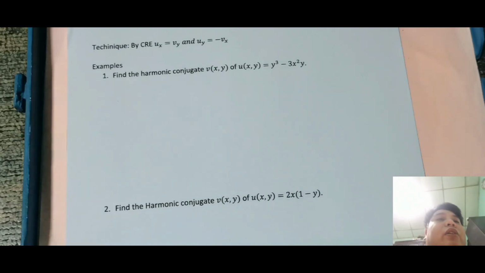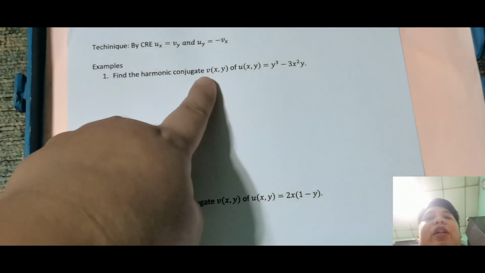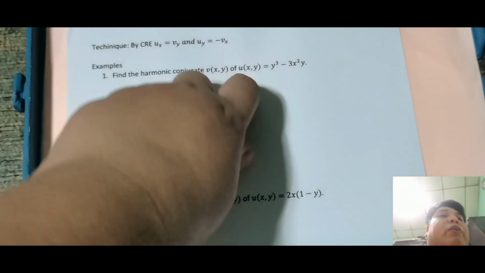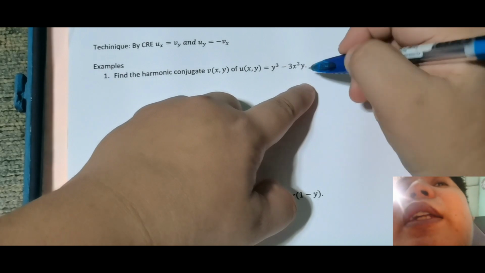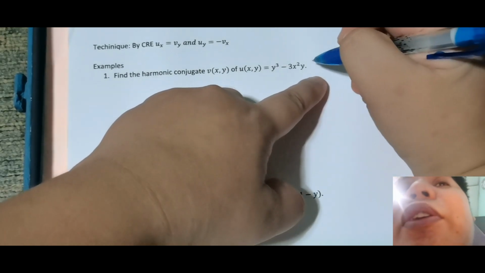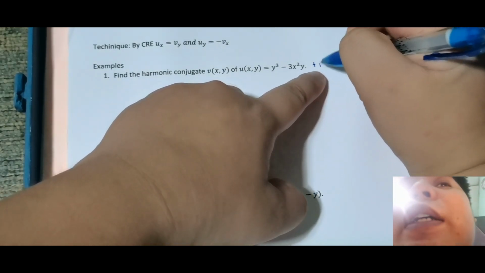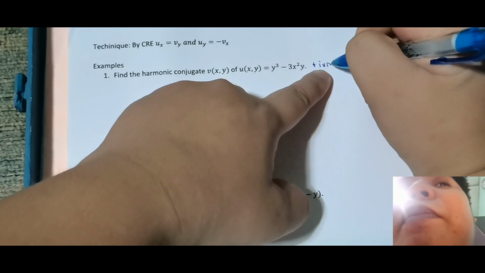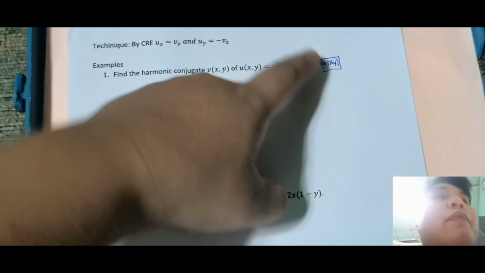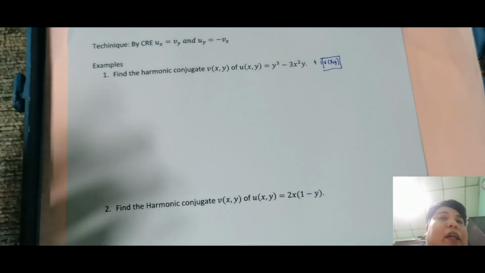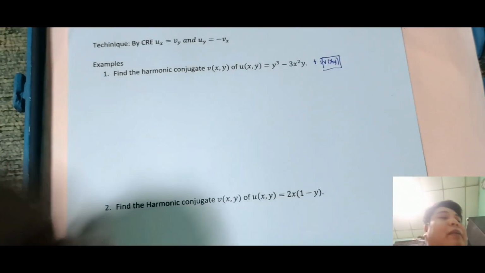So, find the harmonic conjugate b of x, y of u of x, y is equal to y cubed minus 3x squared y. Okay, so ito yung hinahanap niya talaga. Ang hinahanap natin, yung naka-pair sa kanya, yung plus i times b of x, y. Ito yung hinahanap dyan. Okay, yan talaga yung totaling hinahanap. Gamit lang ito, dapat mahanap natin yan.